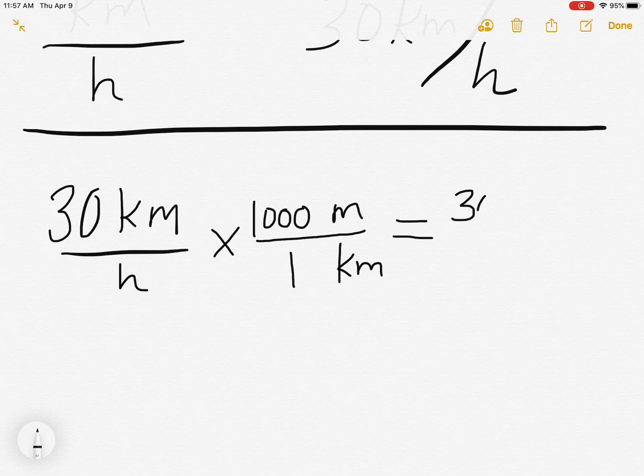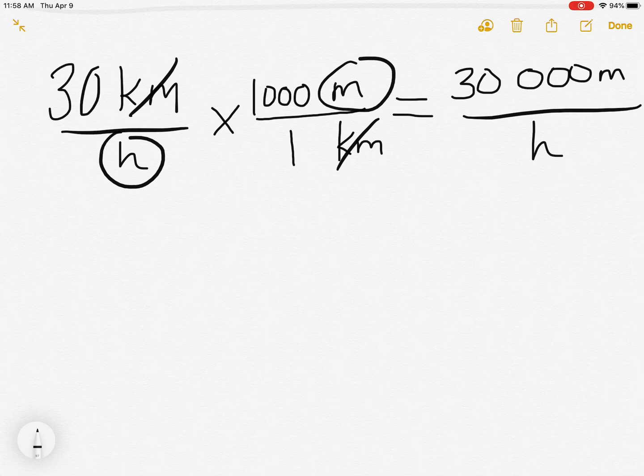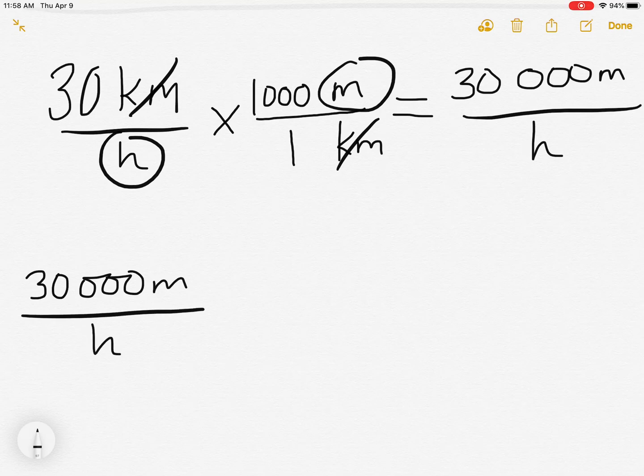Okay. So now, what does that give us? Let's do the multiplication. 30 times 1,000 is 30,000 meters. And look what happens to the kilometers. They cancel out, or we're dividing kilometers by kilometers. So we're left with meters on the top and hours on the bottom. So now we have meters per hour. So we're halfway there. We've changed the kilometers to meters. Now we'll do the same thing for the bottom. We'll take our 30,000 meters per hour that we had up at the top.